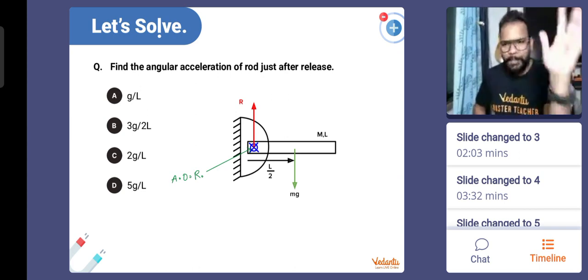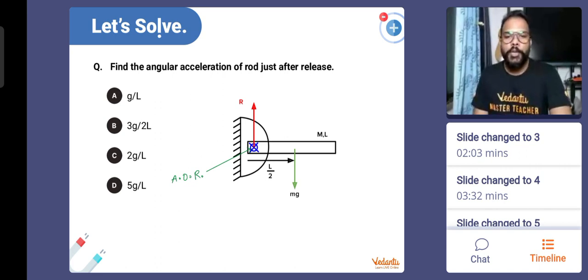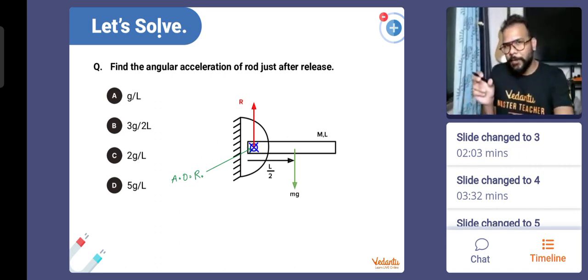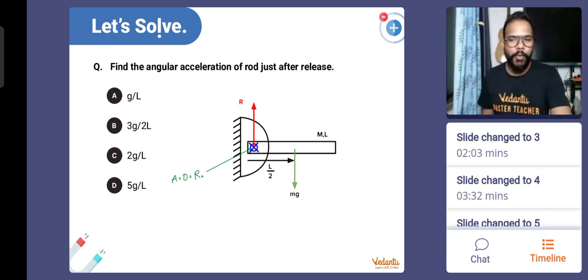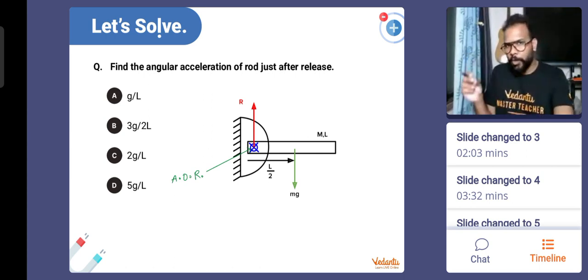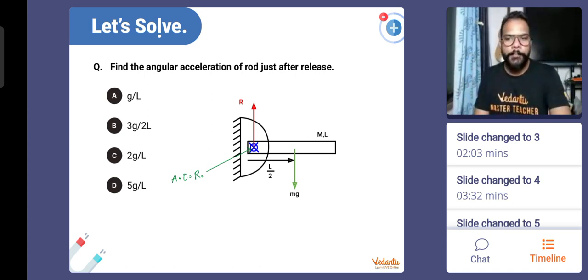So 1 by 3 ml square is the moment of inertia. So we will have to use this. Okay? Can you people tell me what is the distance between axis of rotation and point of application of force? Is it L or L by 2? It is L by 2. Clearly understood. Because we know that mg will always act at the center of mass. That's why. Exactly. That's it.